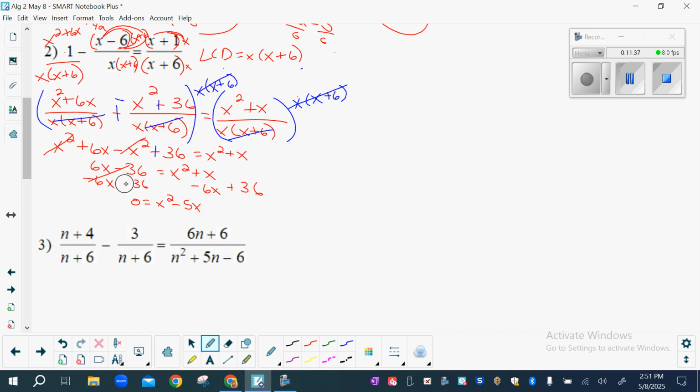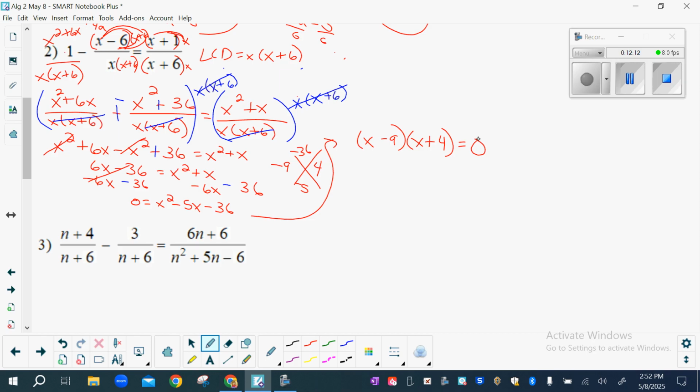So we would minus 36 from both sides. So we have x squared minus 5x minus 36. And so what do we do next? We want to do our x. What multiplies to negative 36 that adds to negative 5? Yep, negative 9 and 4. So that is x minus 9 times x plus 4 is 0.